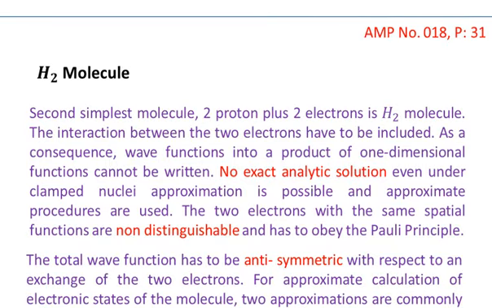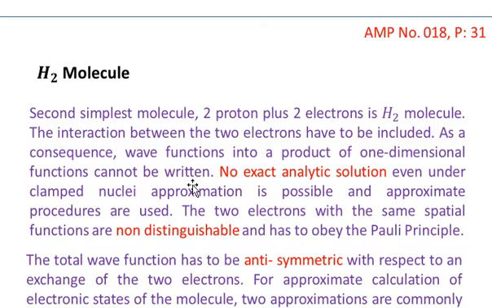H2 molecule. The second simplest molecule, with 2 protons plus 2 electrons in the hydrogen molecule, H2. The interaction between the two electrons has to be included, because since the two electrons are present, their mutual interaction should be included also. As a consequence, the wave function cannot be written as a product of one-dimensional functions.